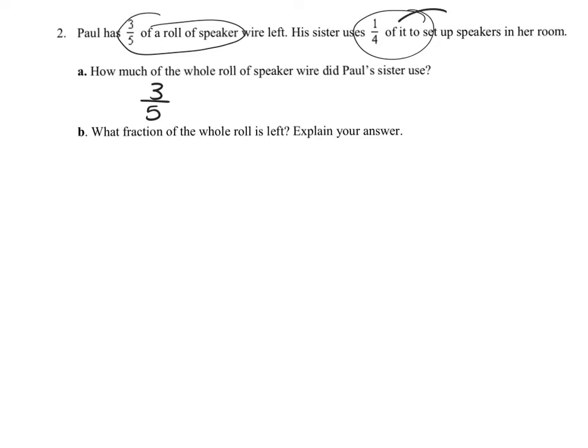And when we are talking about fractions, and they're talking about 1/4 of an amount, that means we're going to multiply this by 1/4, which gives 3/20. So she used 3/20 of the wire.